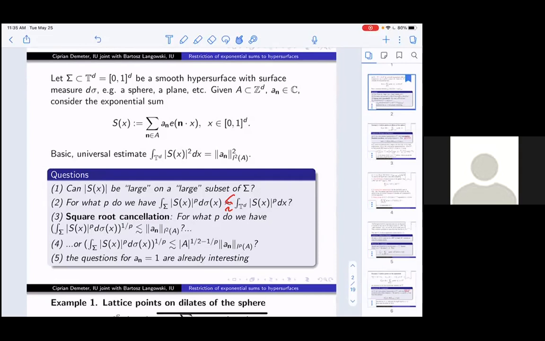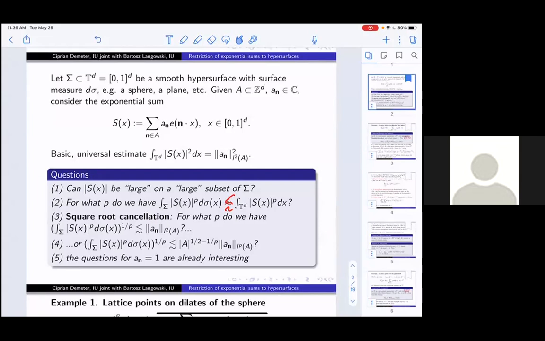Or you could rephrase 3 in a slightly softer, but essentially equivalent way. Namely, you could compare the pth moment of S, not with the little L2 norm, but with this quantity on the right that is in fact equal to the L2 norm if the sequence is constant. And I should also say that all these questions in most cases are already interesting and non-trivial, even for the constant sequence a_n equals 1.